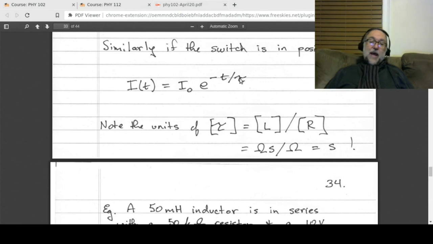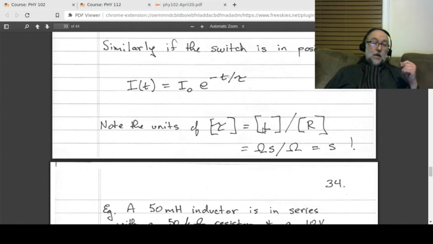It's useful to look at the units of tau. The units of tau have to be seconds, because you've got to have seconds over seconds here. And for the RC circuit, you would see that tau worked out to be seconds. Let's see that it works out to be seconds here. So here, the units of tau have to be the units of inductance divided by the units of resistance.